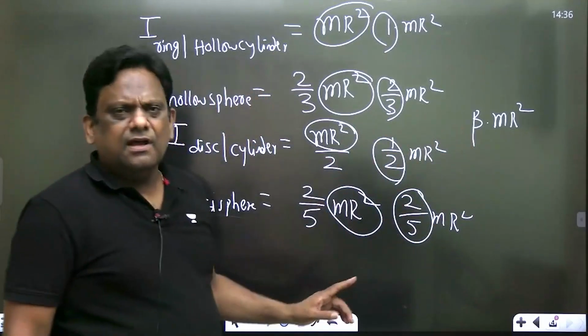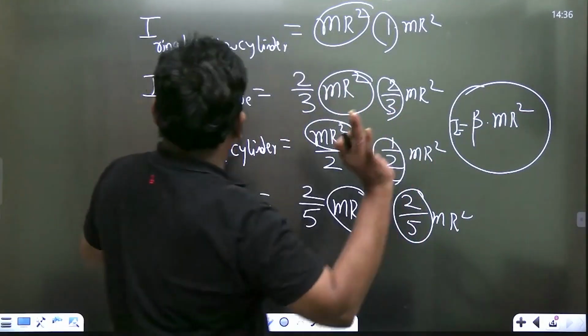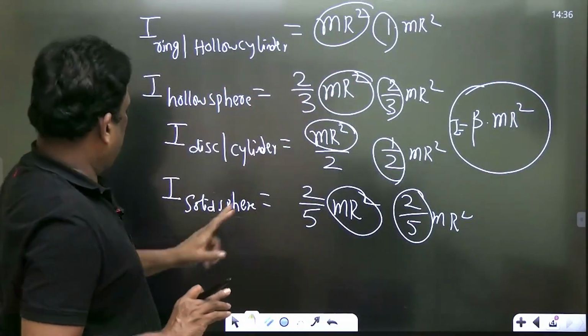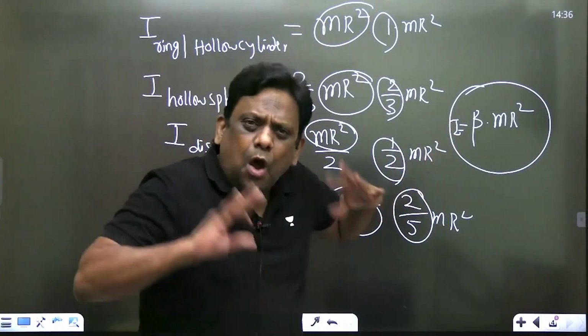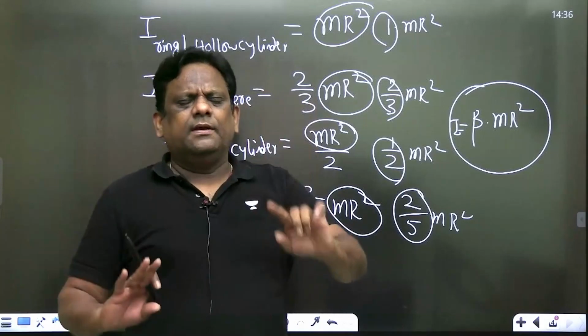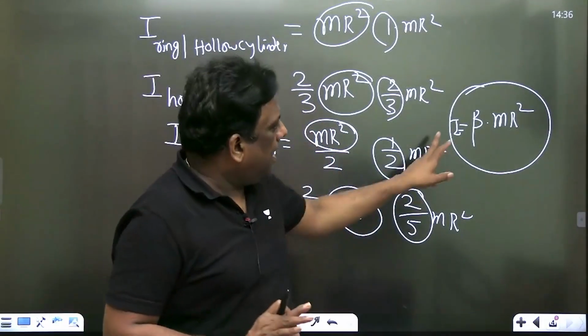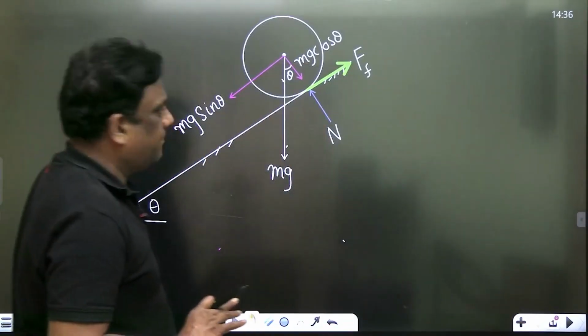So very good, sirs. Conveniently, I'll represent the moment of inertia like this. Let me check once: ring mr square, hollow sphere 2/3, solid sphere 2/5, and disc mr square by 2. We will take 4 shapes: disc, solid sphere, hollow sphere, ring. I can represent them by beta mr square. Now let us start our experiment.